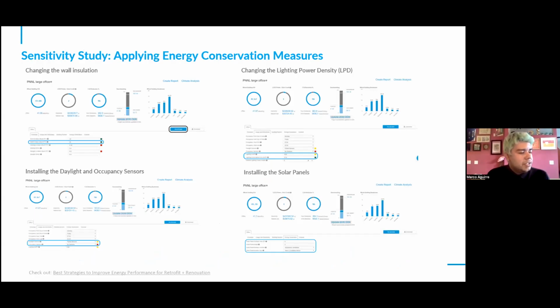Here's an example within the platform, specifically targeting things like changing insulation, just changing that R value, installing daylight sensors, and occupancy sensors, which can be really effective. Lighting power density, solar panels, you can make those small incremental changes, hit recalculate and see how that affects your performance. If it's not enough, you can add additional insulation, add more solar panels, see exactly what you need. Or if it doesn't seem to have any impact, then you can save your money. Instead of investing in more efficient glazing, because it's not going to have an actual impact but it's going to cost you a lot, you can look elsewhere within the building design.